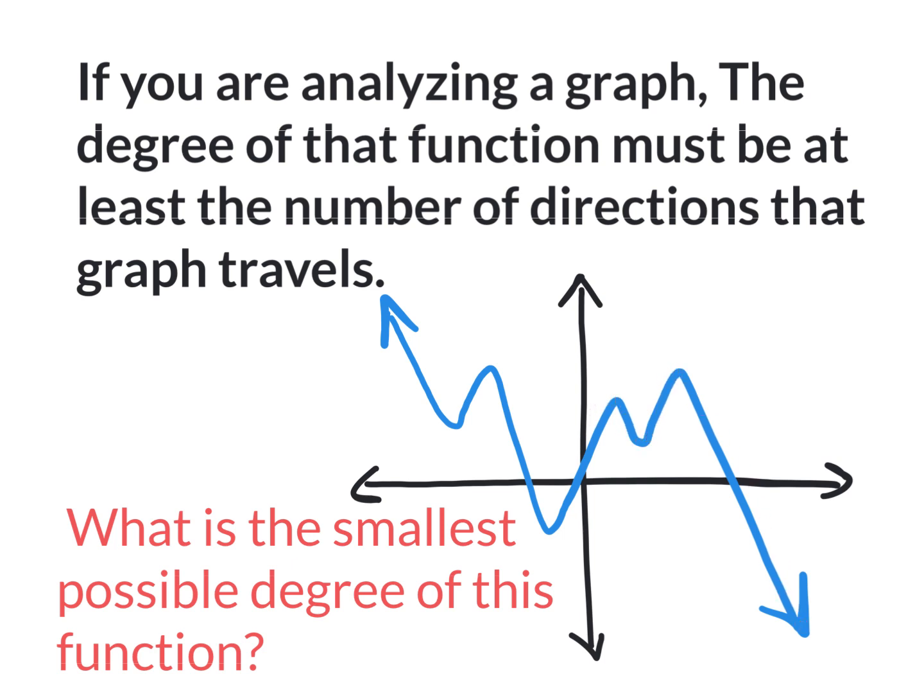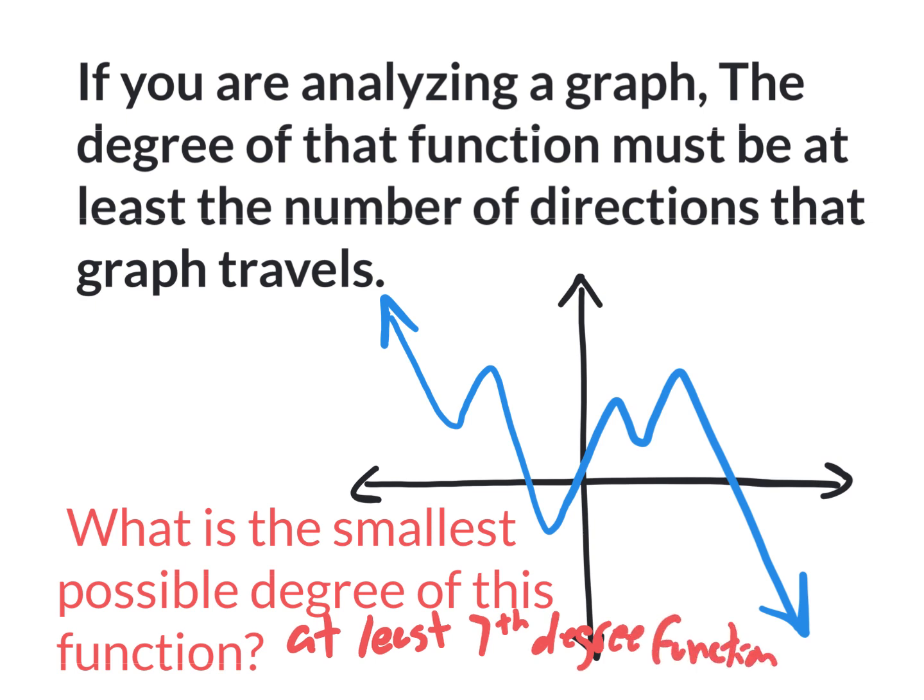So this has to be at least a 7th degree function. It could be 9. It could be 13. It cannot be 5, right? It has to be at least a 7th degree function. Does that make sense? Okay. Why? Because it's traveling in 7 directions. 1, 2, 3, 4, 5, 6, 7. So this is at least a 7th degree function.